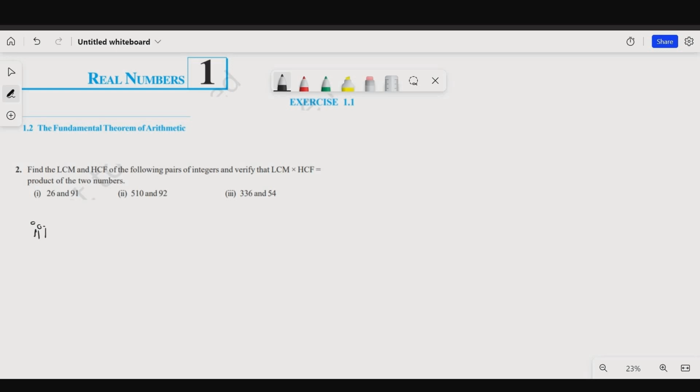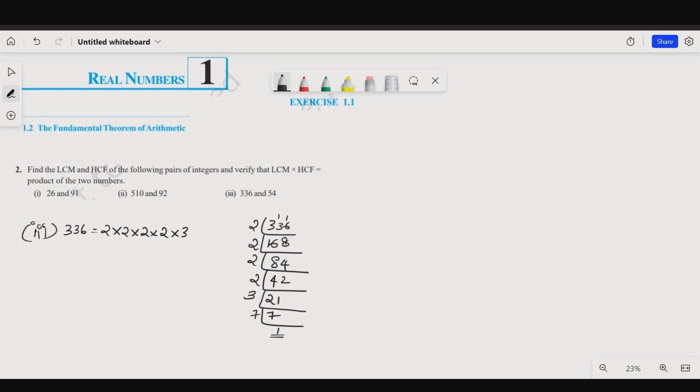Question number 3. Write 336 as a product of prime factors. So the smallest prime number that can divide 336 is 2, giving 168. 168 is again divisible by 2, giving 84. Again divisible by 2, giving 42. Again divisible by 2, giving 21. Now the next smallest prime number that can divide 21 is 3, giving 7. 7 itself is a prime number, so 7 is divisible by itself. So 336 can be written as 2 into 2 into 2 into 2 into 3 into 7.